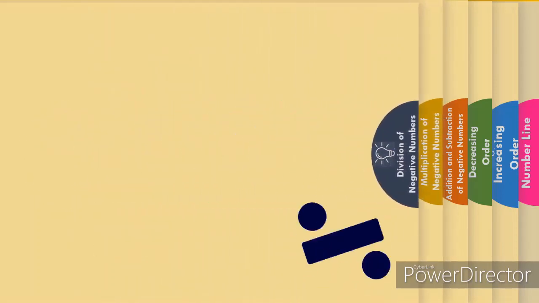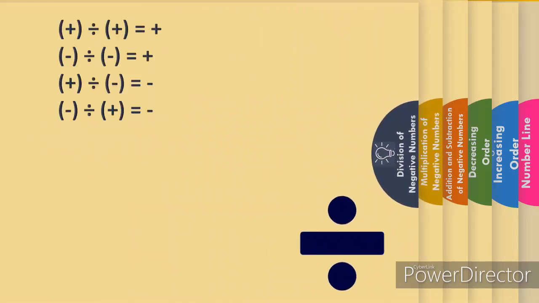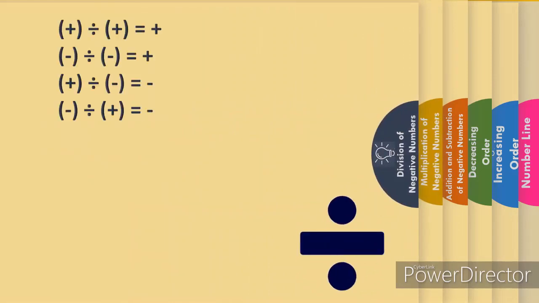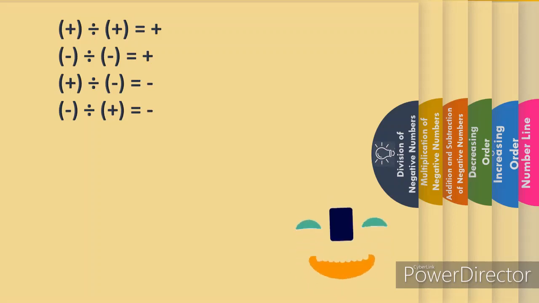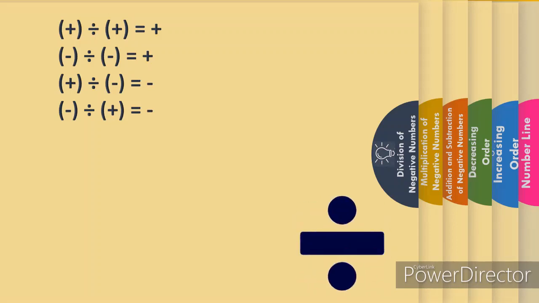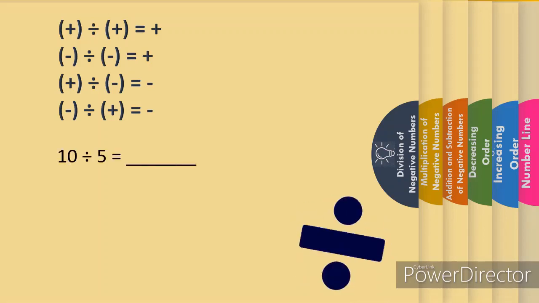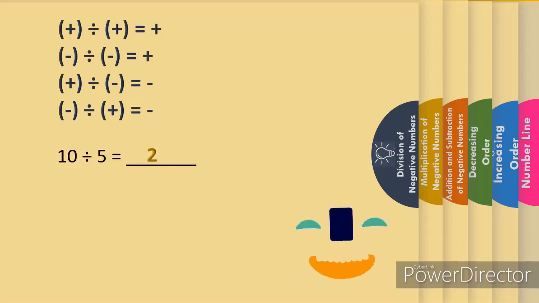The division of negative numbers. In division, same rule in multiplication. Positive divided by positive is positive. Negative divided by negative is positive. Positive divided by negative is negative, and negative divided by positive is negative. Example, we have 10 divided by positive 5 is equal to 2.